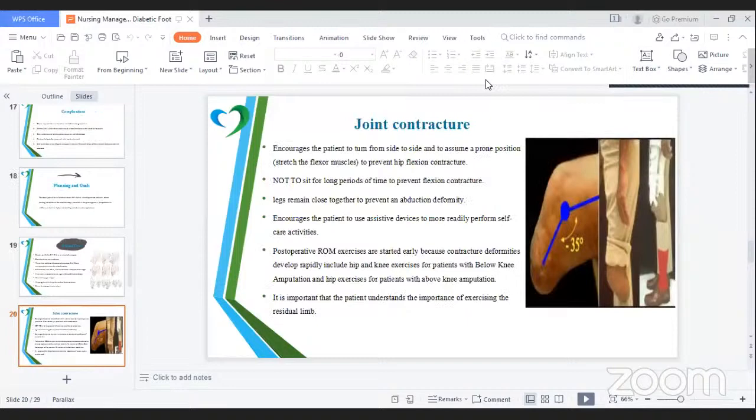The second most common complication that may happen after this type of surgery is joint contracture. Encourage the patient to turn from side to side to prevent flexion contracture, and not to sit for a long time, to prevent contracture as well. Keep the legs close together to prevent abduction deformity. Encourage the patient to use an assistive device as soon as possible. Range of motion exercise immediately after surgery is recommended, as per the doctor's order. It's important that the patient understands the importance of exercising the residual limb.